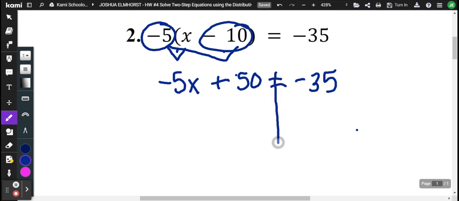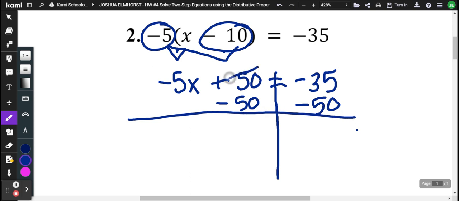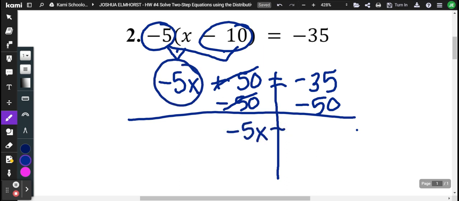So now we're ready to work it down through our two-step process. Starting on the left side, we're going to take care of adding or subtracting first. I'm going to subtract 50 from both sides. Positive 50 and negative 50 are going to cancel. So you're left with negative 5x equal to negative 35 and negative 50, which will give us negative 85. So we're done with step 1.